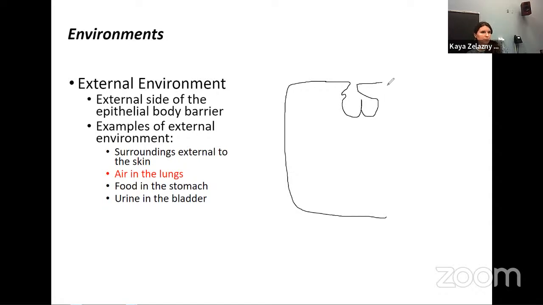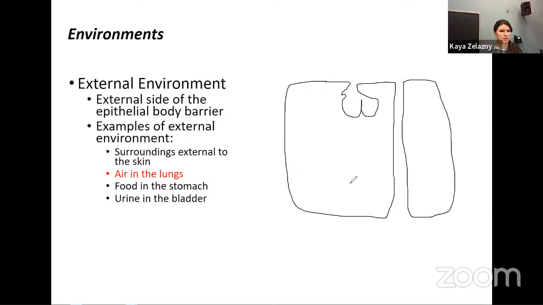Horrible lung, okay. And we also consider food in the stomach and in the digestive tract as external to the body. Or here we can have some more body on the other side. This is also true of urine in the bladder. We might also consider going out here part of the external environment.